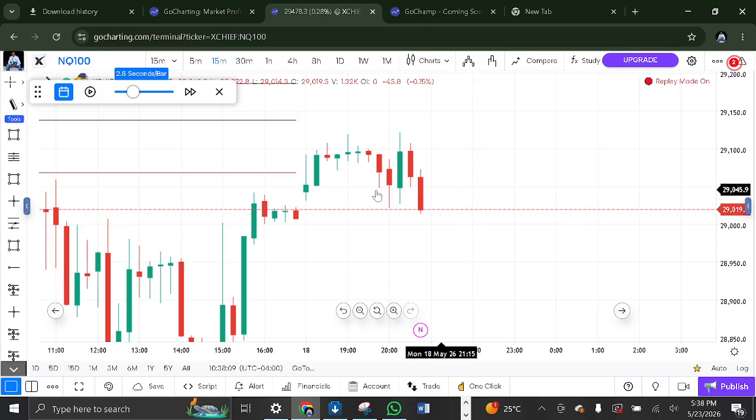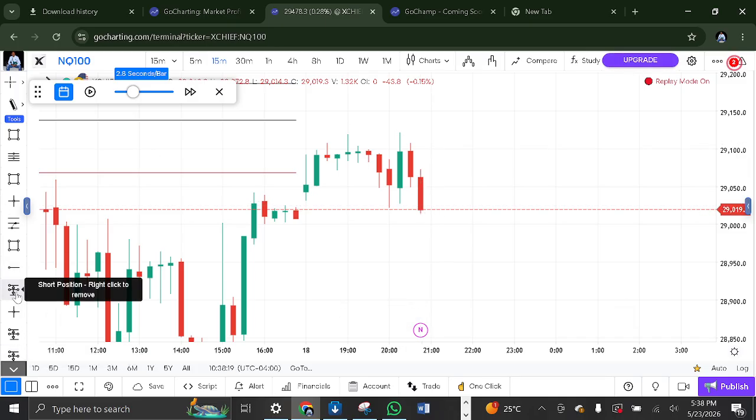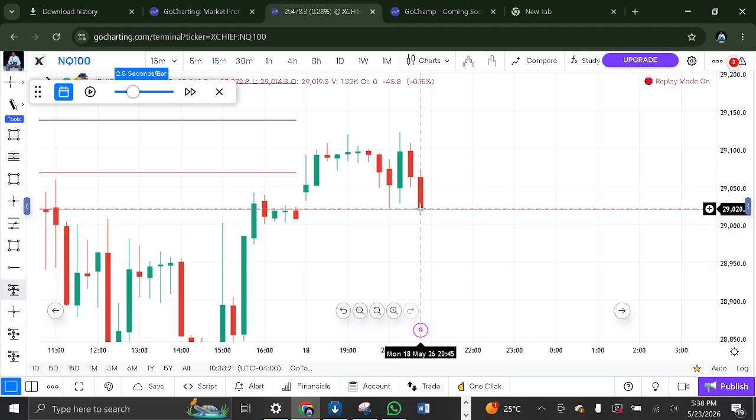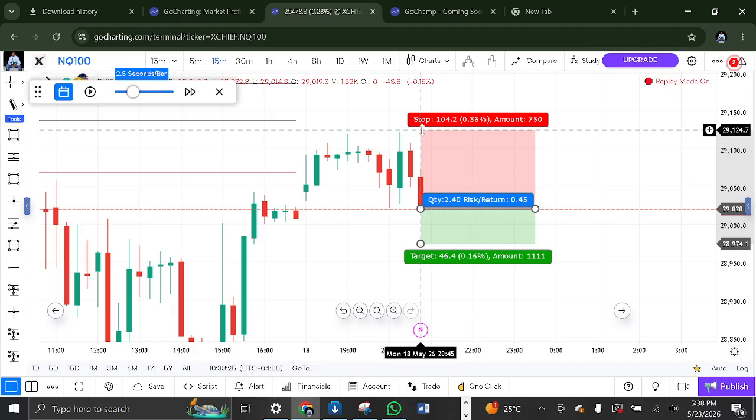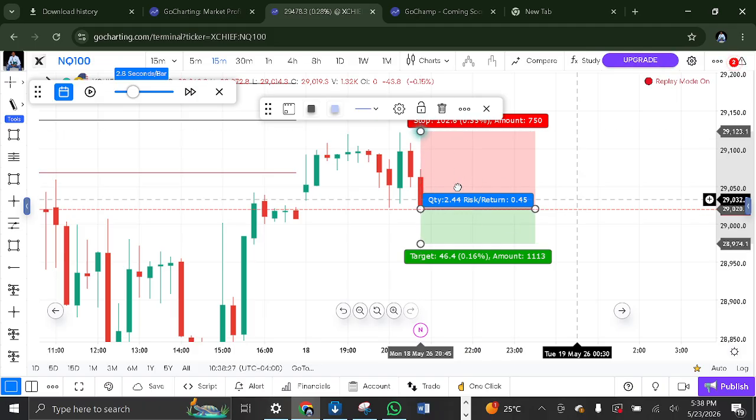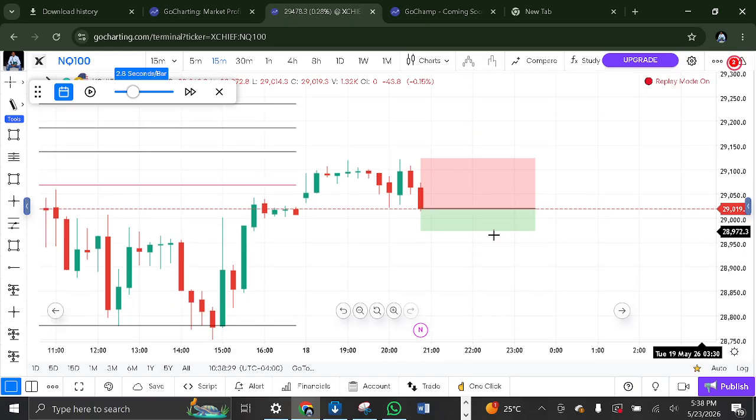It seems we have confirmed a market structure shift because this candle actually closed below this level. Now, the biggest question that usually comes to me is, should I take a position here, or should I wait for the next candle to open, confirm a fair value gap, and then enter my position?